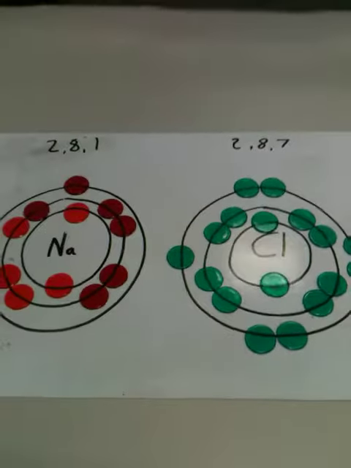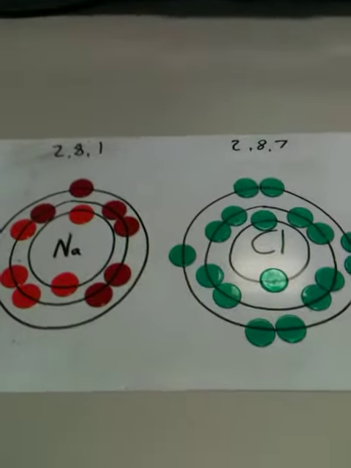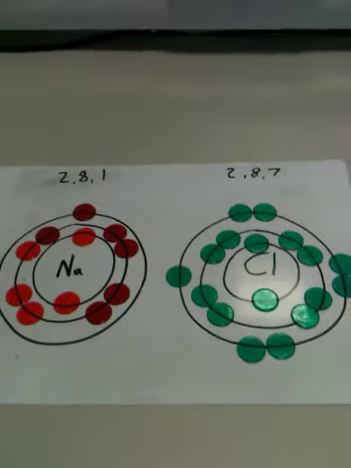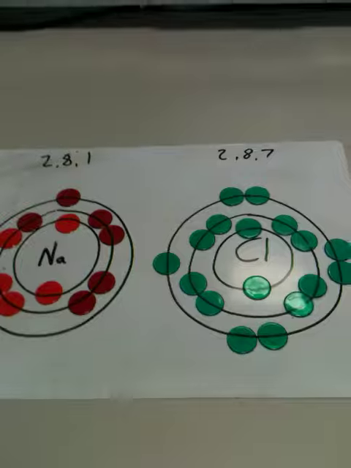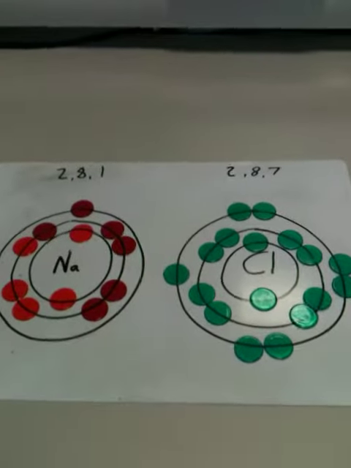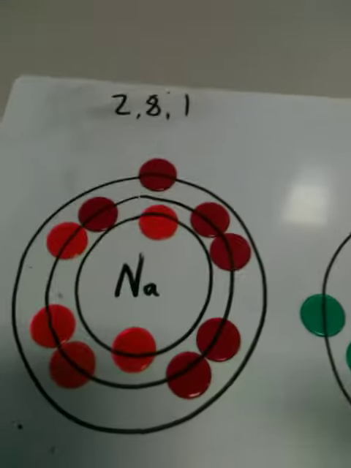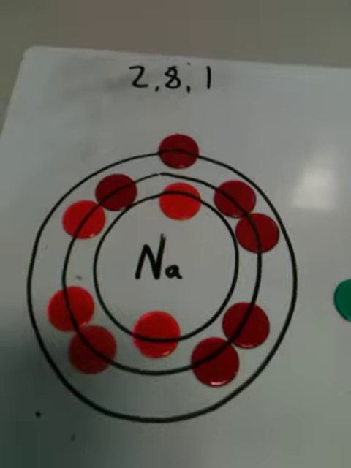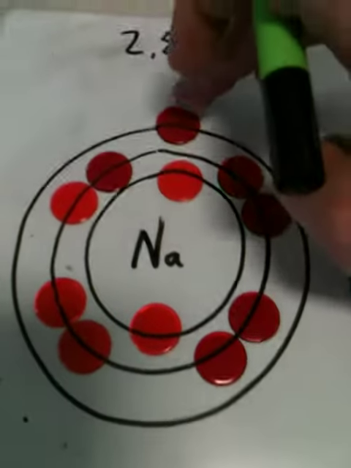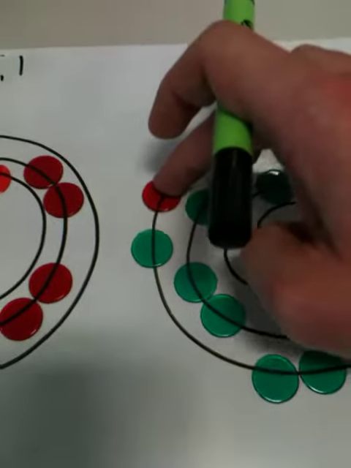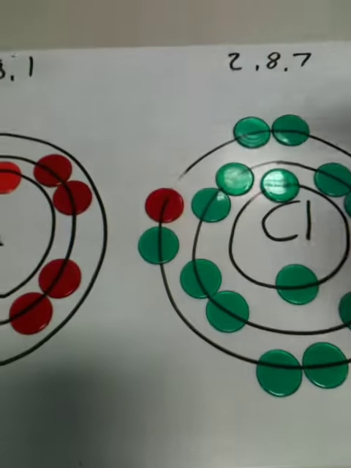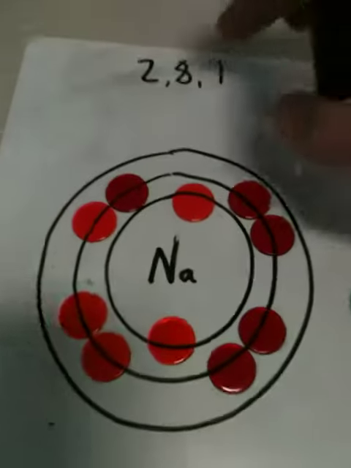So when sodium and chlorine react together, what happens is they're both looking to have full outer shells of electrons. And the easiest way for these two atoms to achieve that is sodium will form an ion by giving up this outer electron to the chlorine. Now this changes the electron structure of both atoms.